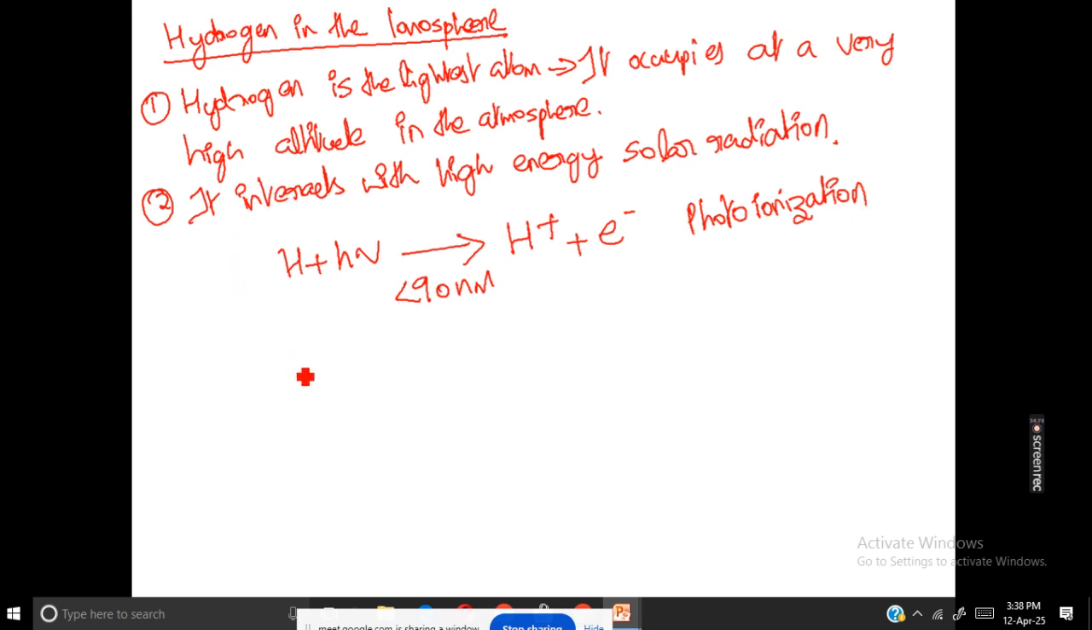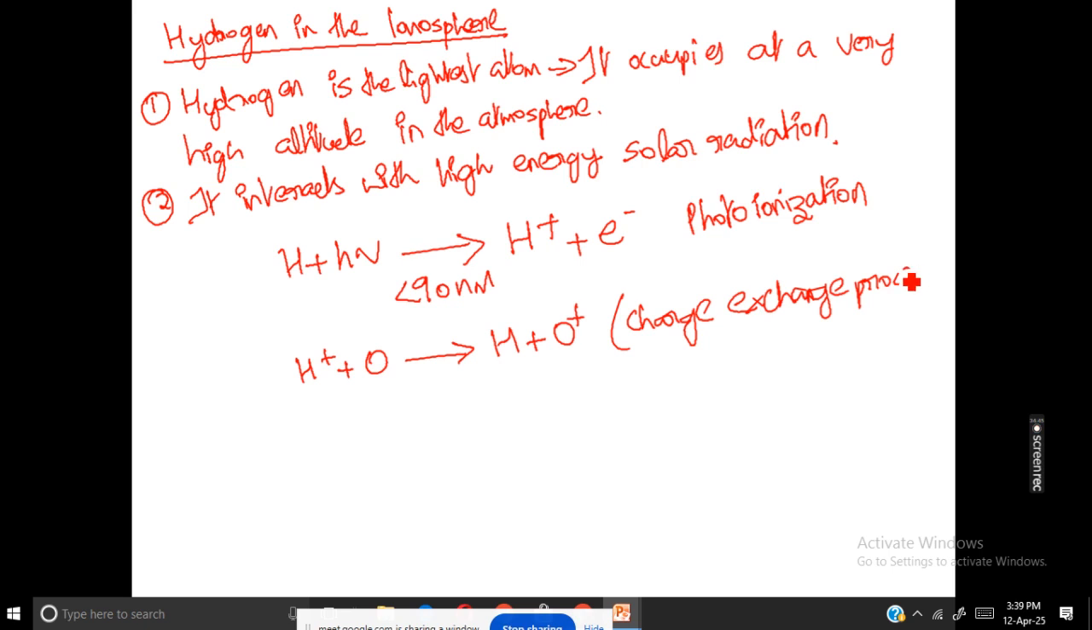And these hydrogen ions interact with neutral oxygen atoms and undergo a process known as charge exchange and again become neutral atoms. So the formed hydrogen ions interact with neutral oxygen atoms and, through the process of charge exchange, again become neutral atoms. So we want to find the concentration of hydrogen atoms at any point.